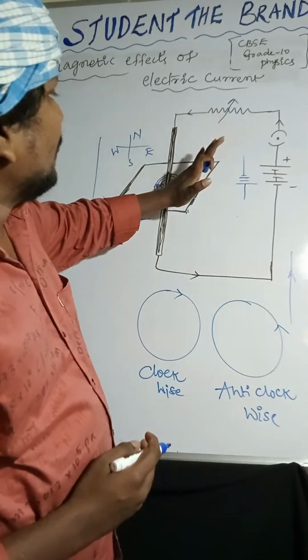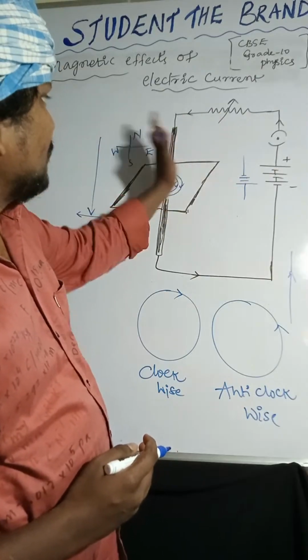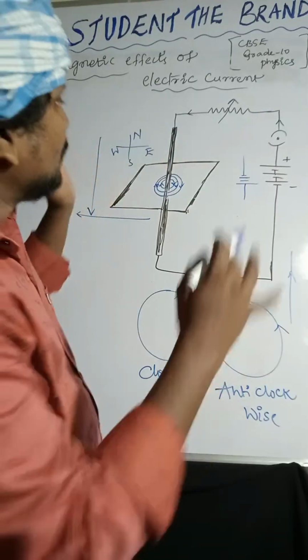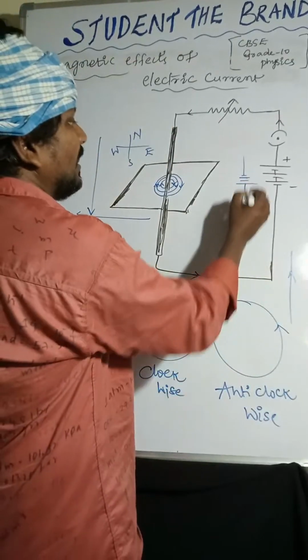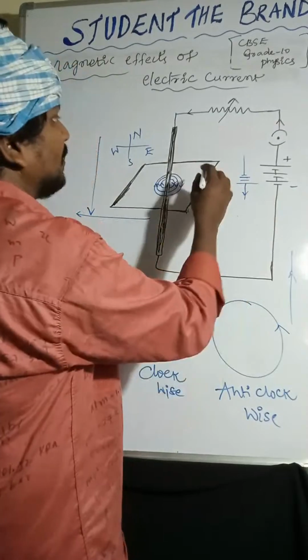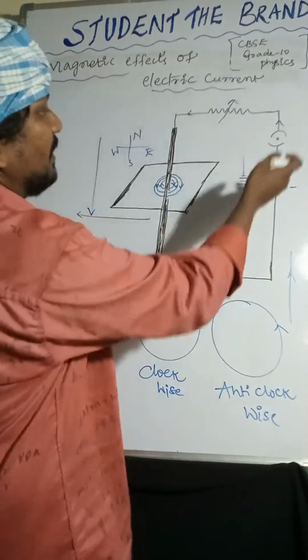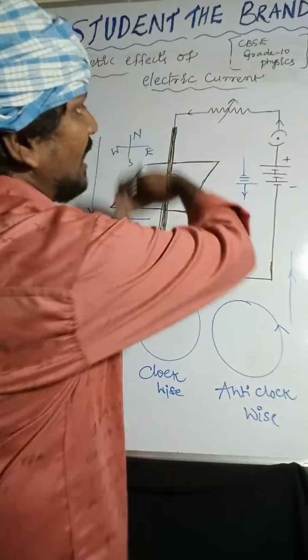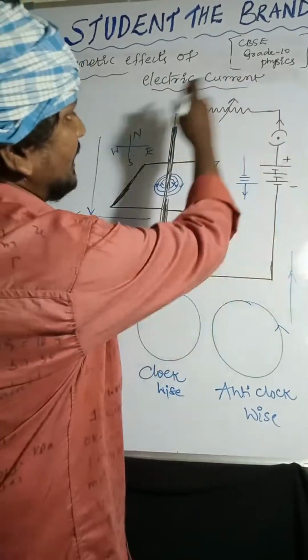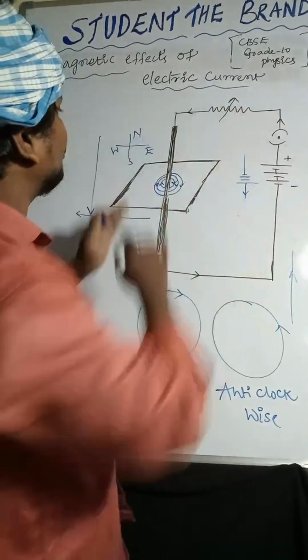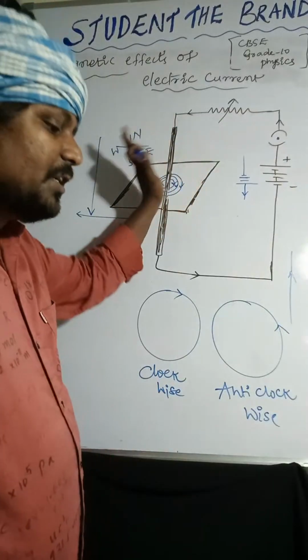The compass should show deflection towards west. Current is moving along this line. If you take the clockwise direction, here the current is passing in the anti-clockwise direction. That's why the compass shows the deflection towards west.